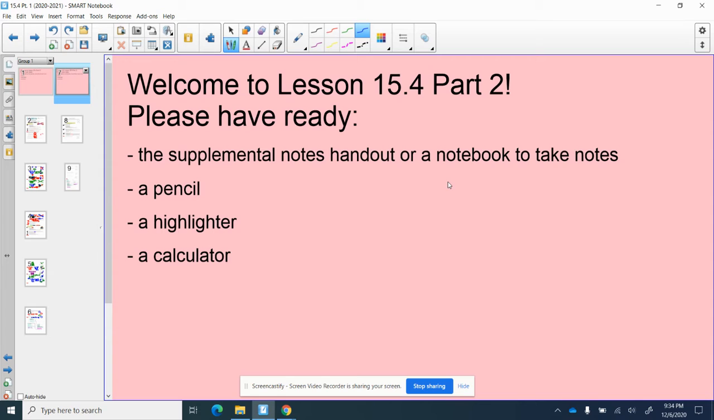So yesterday we talked all about rectangles and rhombuses, and today we're going to talk about specifically properties of squares. You're definitely going to want that notes handout handy or a notebook to take some notes in, a pencil, possibly a highlighter, and a calculator.